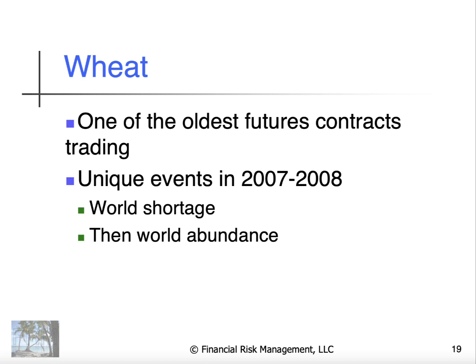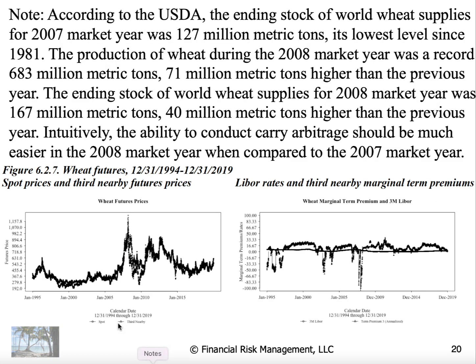Wheat, there was a unique event in 2007, 2008. There was a world shortage of wheat in the 2007 harvest year, and then a world abundance of wheat in the very next year. As you might expect, when wheat prices spiked way up, what do farmers do? They plant a lot of wheat.